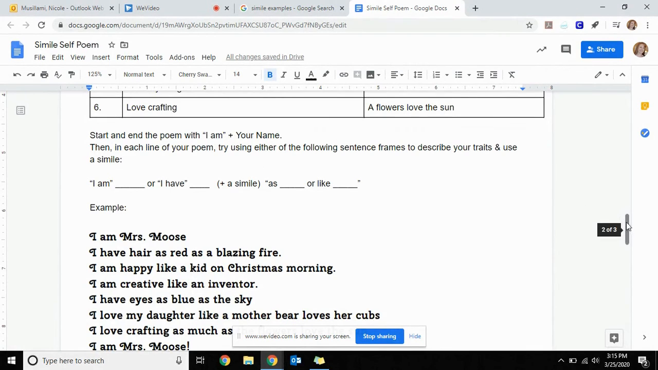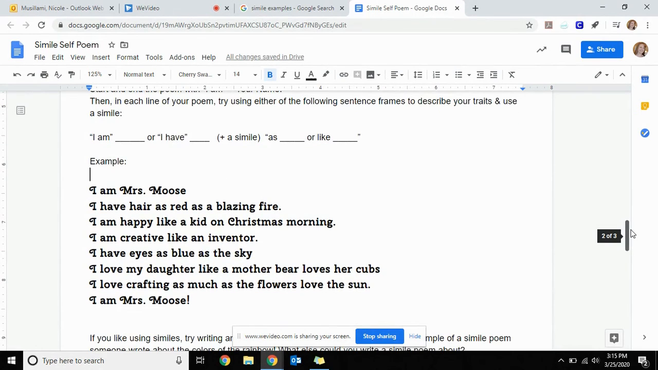So here's the example. I am Mrs. Moose. I have red hair as red as a blazing fire. I am happy like a kid on Christmas morning. I am creative like an inventor. I have eyes as blue as the sky. I love my daughter like a mother bear loves her cubs. I love crafting as much as the flowers love the sun. I am Mrs. Moose.